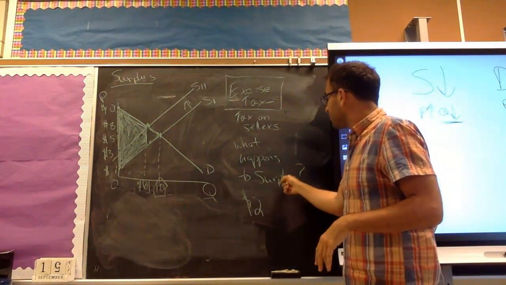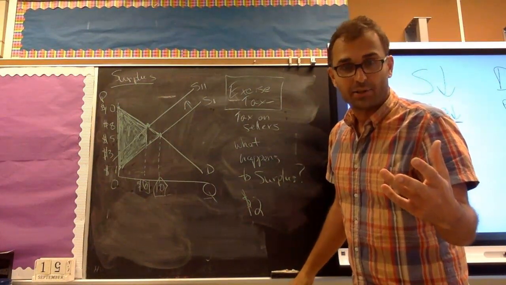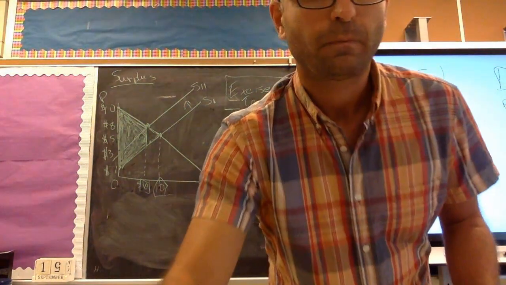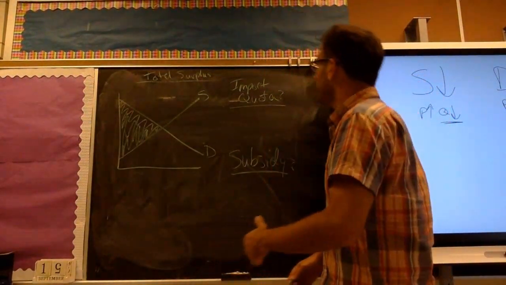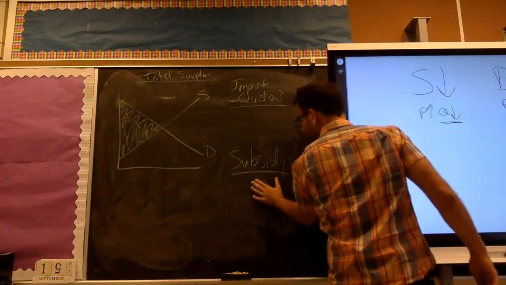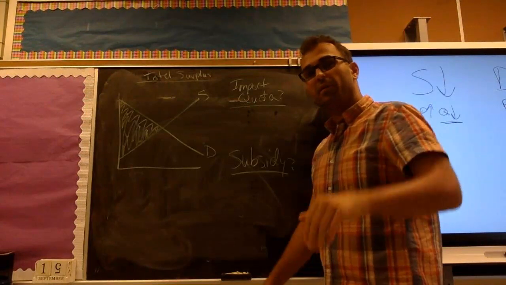Question is, what happens to surplus when there's an excise tax? Loss in surplus. That's the answer. Now, the next 2 questions you might have to know that have to do with consumer and producer surplus is what happens if there is a subsidy done by the government, not a tax, and what happens if there's an import quota. So let me go over this one again.